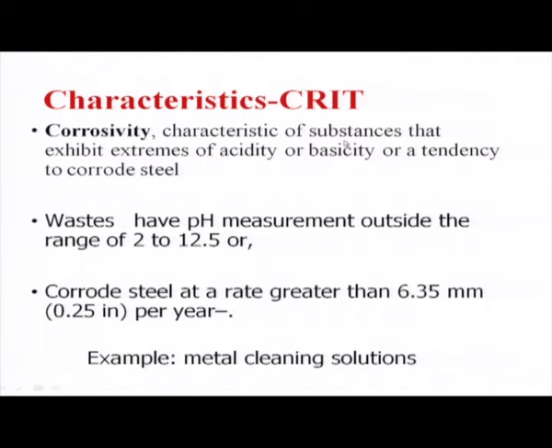corrosive waste. Or the material should be able to corrode steel at a rate greater than 6.35 mm or 0.25 inch per year. If steel is getting corroded at this rate, then that waste is also considered corrosive waste, either by pH measurement or by the corroding nature on steel. All these types of waste are considered corrosive waste. For example, metal cleaning solution bearing acids. In metal cleaning, sometimes we use acid.